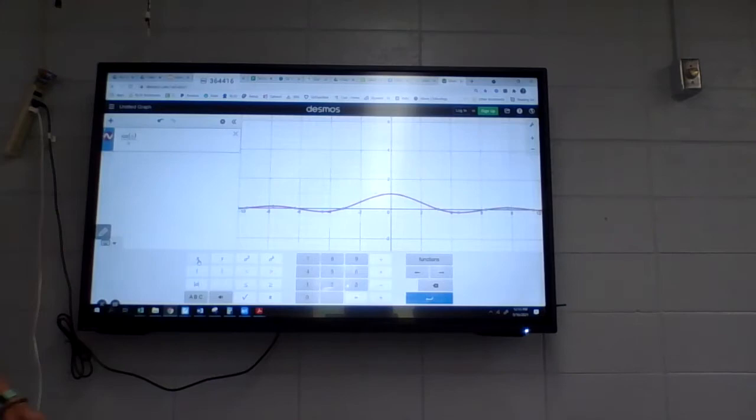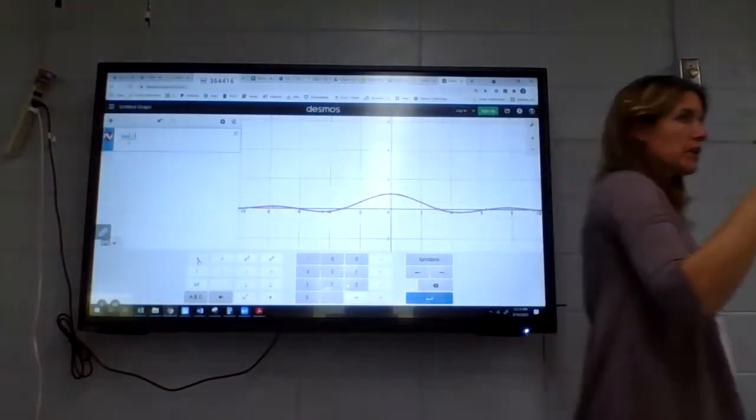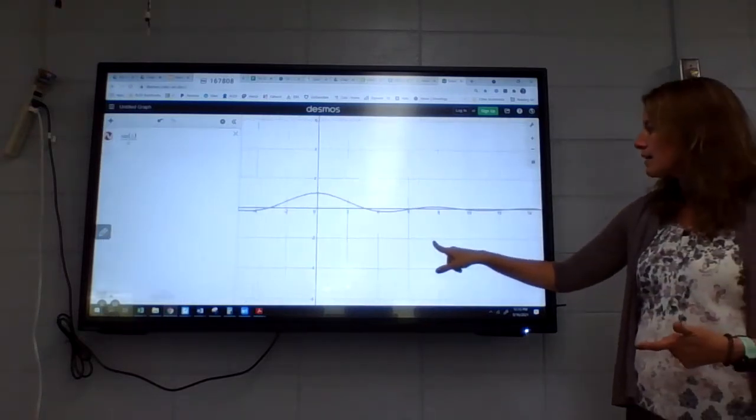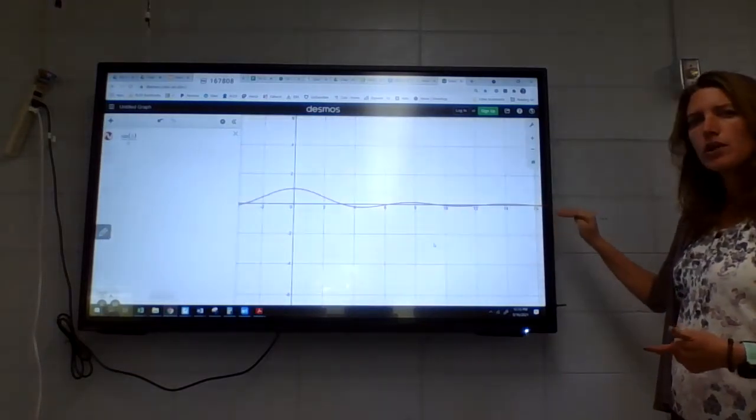We talked yesterday about a cosine or sine function that just waved back and forth, and that one had no limit. This one actually does have a limit. If you follow it down the line, you're going to see it keeps getting closer and closer to 0.